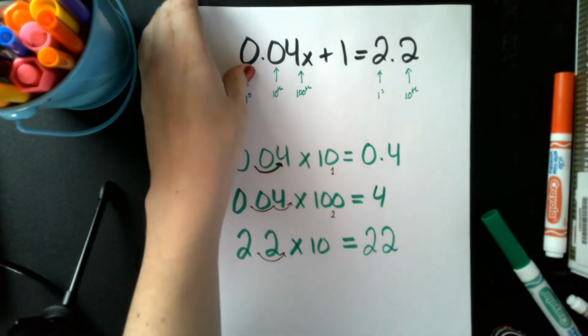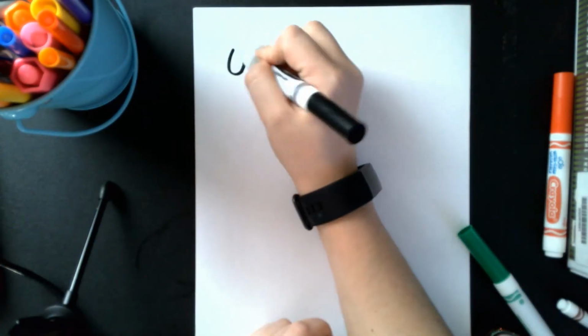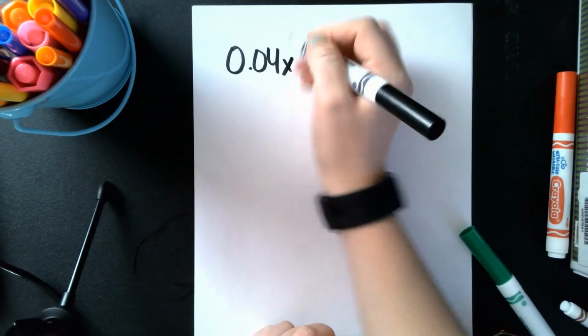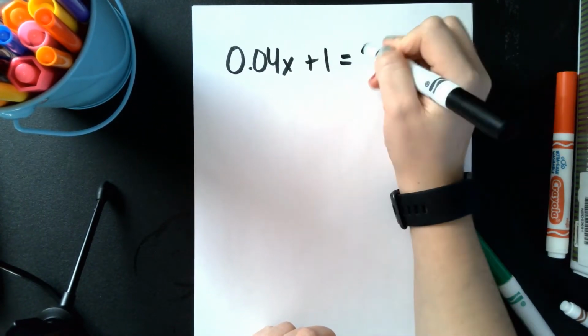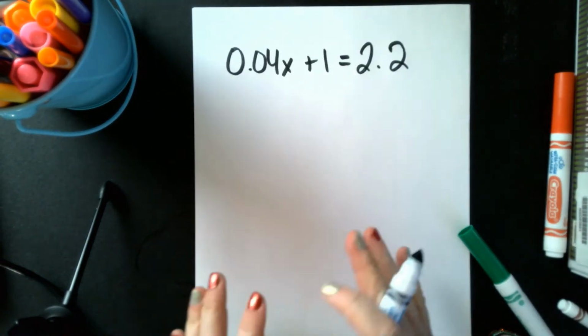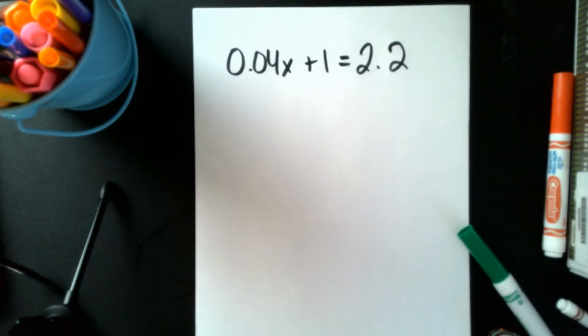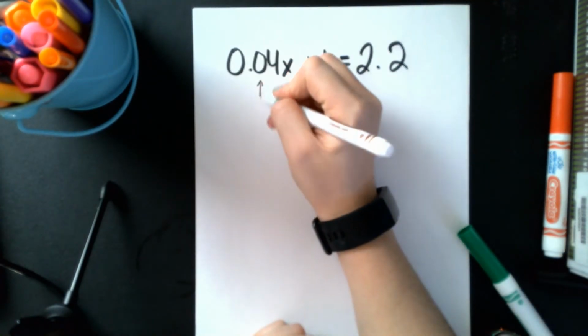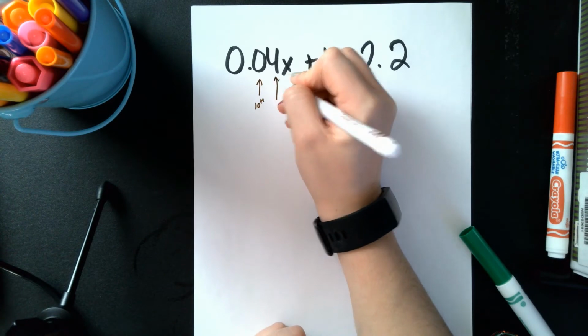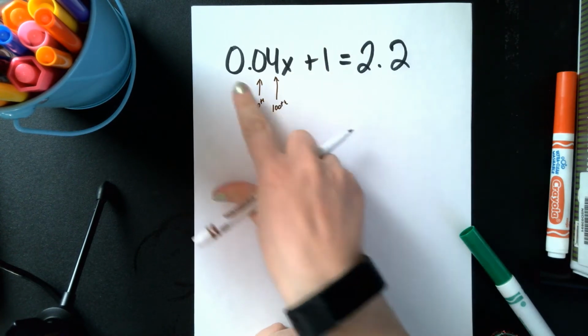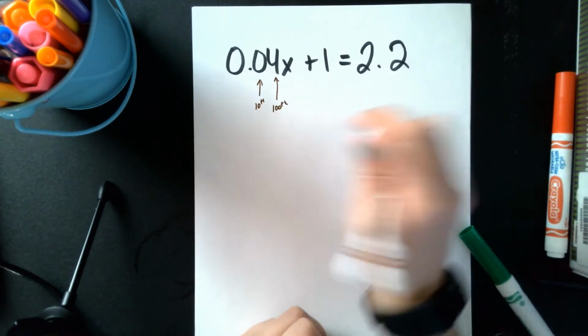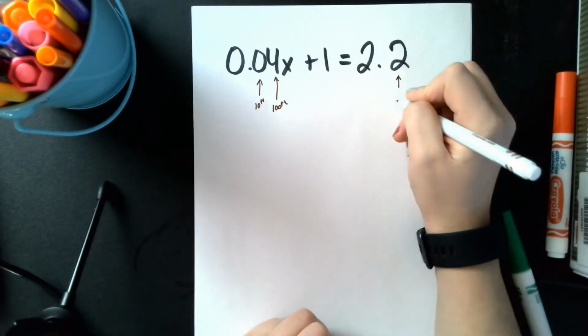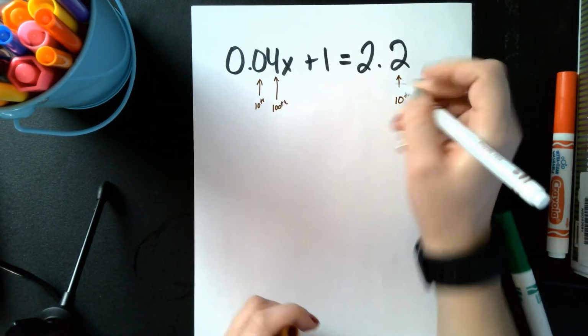And I'm just going to keep running through all my papers. Okay, let's rewrite that one more time. We have 0.04x plus 1 equals 2.2. In order to get rid of all the decimals, I need to find what at minimum do I need to multiply by. Well, I have a tenth and a hundredth spot, so I know that at minimum this part has to be multiplied by 100, and I know that at minimum this one has to be multiplied by 10.